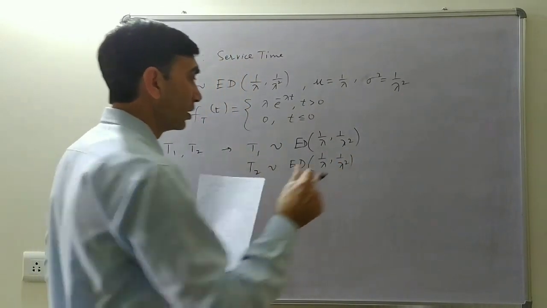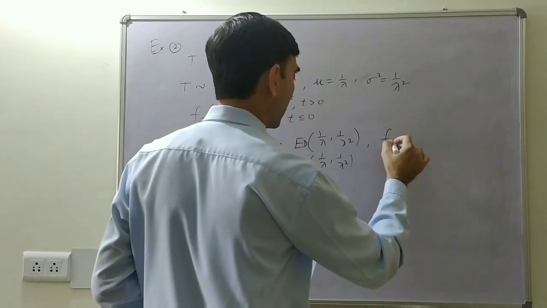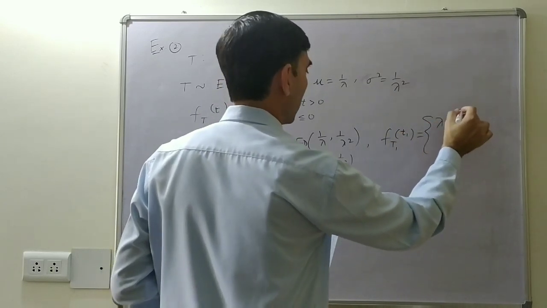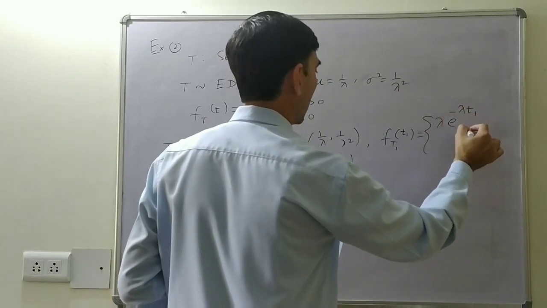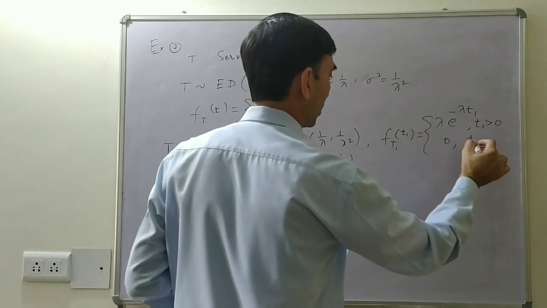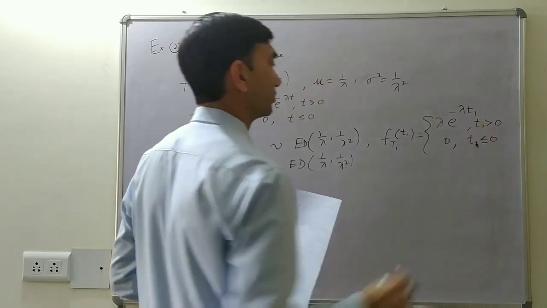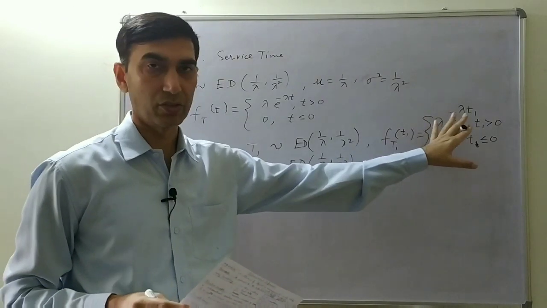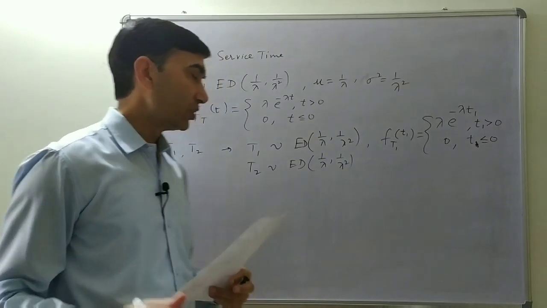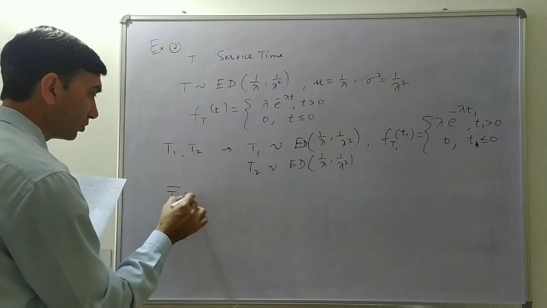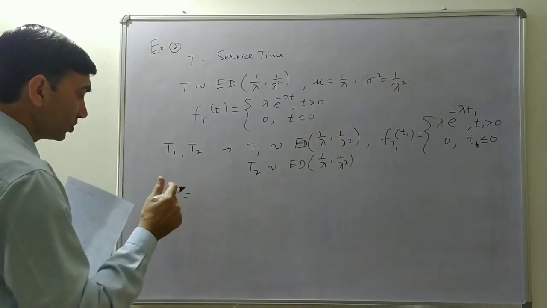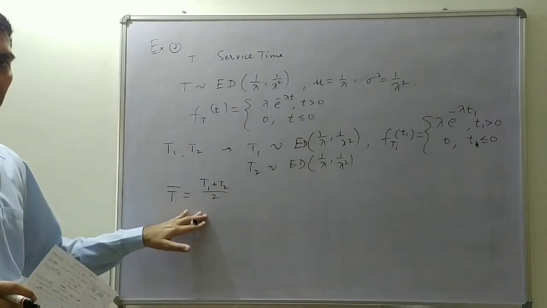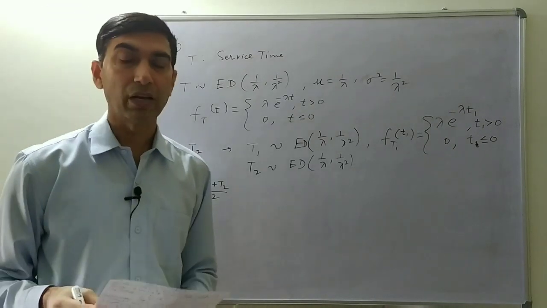You can write their PDF also. For example, for T1 you can write f T1 of t1 equal to lambda times e power minus lambda t1 for t1 greater than 0, 0 for t1 less than or equal to 0. Similarly, you can write for the random variable T2, PDF f T2 of t2 like that. Okay. Now, what I'm interested to calculate is the distribution of this sample mean, t bar equal to t1 plus t2 by 2. It is a random variable. I am interested to know its distribution. Now, how to calculate the distribution of this?